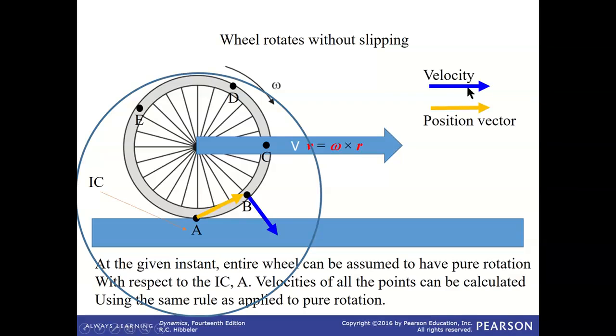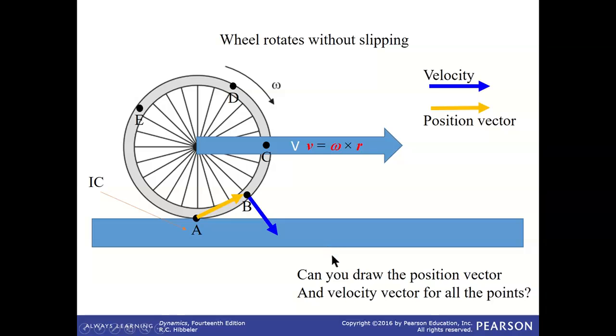Now I use a blue arrow for the velocity vector and a yellow arrow for the position vector. To calculate the velocity of point B in pure rotation motion, we need to draw the position vector that goes from the center point to the point of interest, and the velocity is perpendicular to that and always points in the direction of rotation as per the right hand rule. So the velocity of point B can be calculated by drawing this position vector and then applying the cross product of omega with that position vector. And this is the vector which goes from the instantaneous center to the point of interest.